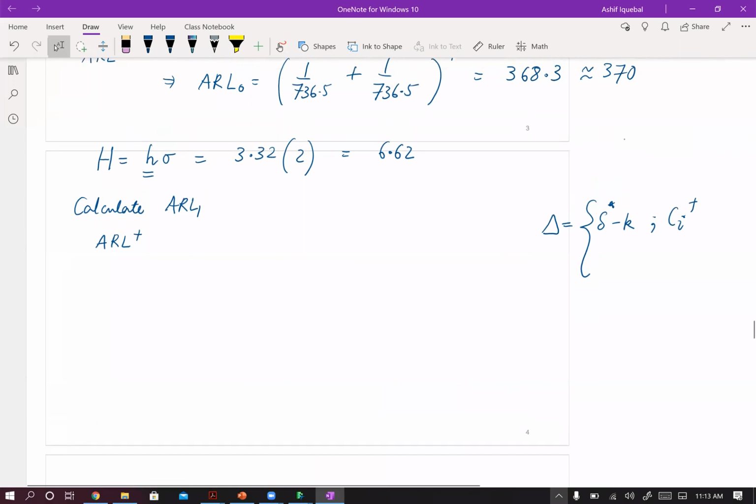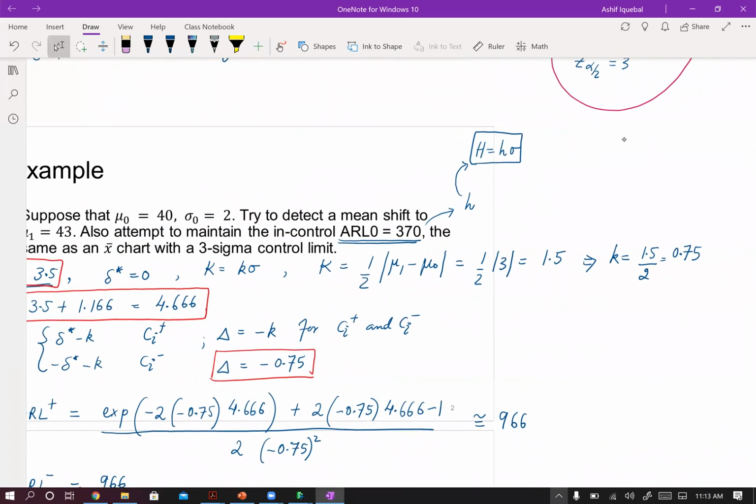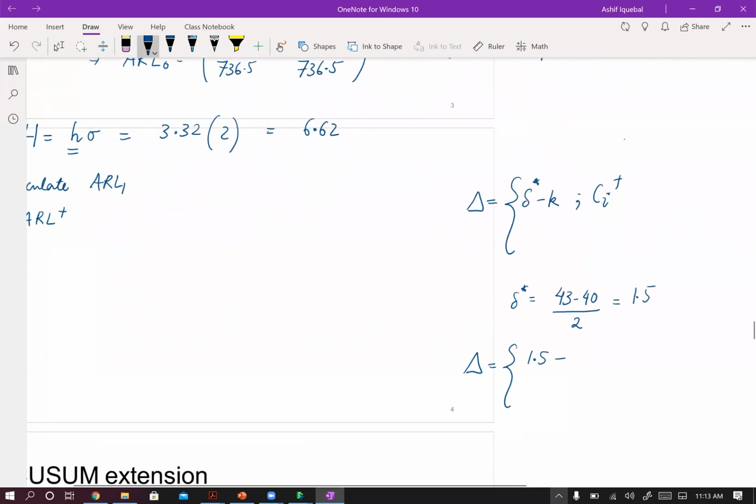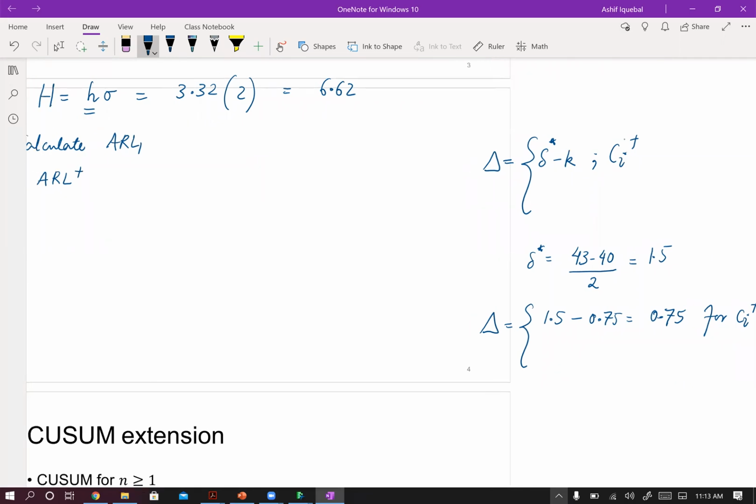So let's write down the value of delta star. Delta star equals 43 minus 40 divided by 2, so this will be equal to 1.5. So capital delta equals 1.5 minus K. What was the value of K? K was 0.75 here. This will give us 0.75 for CI plus. So I'm just focusing on the upper CUSUM chart right now. The value of capital delta is 0.75.